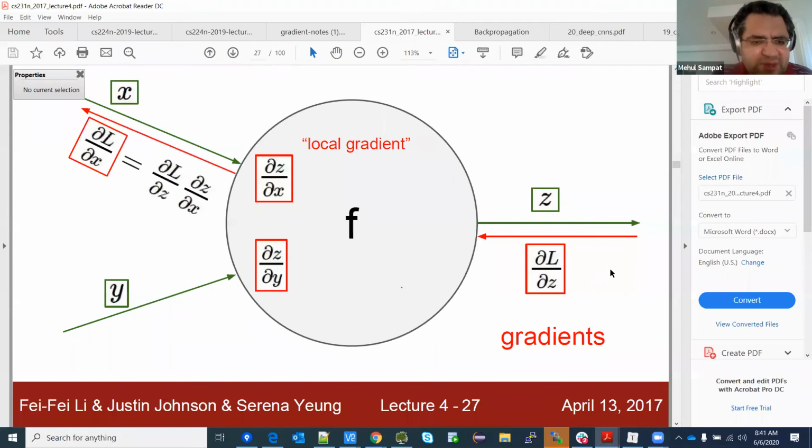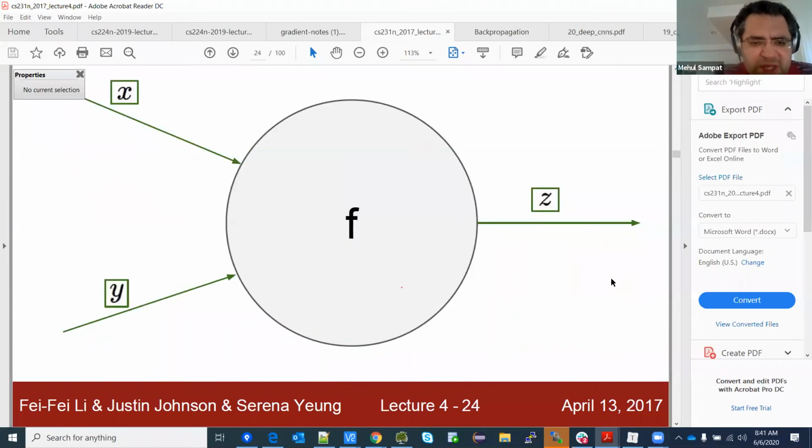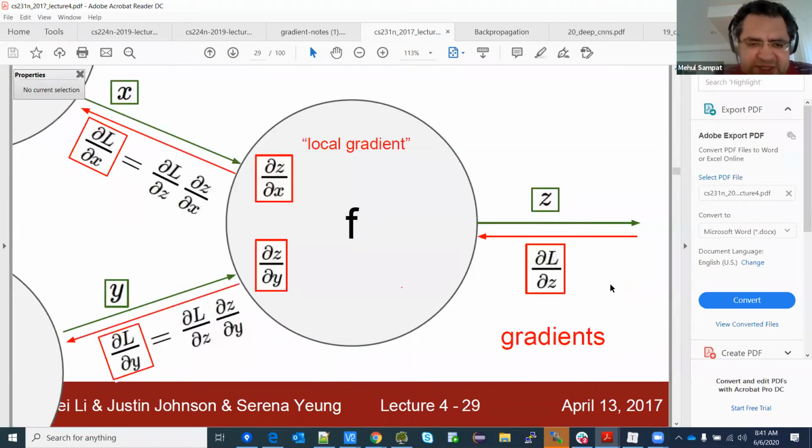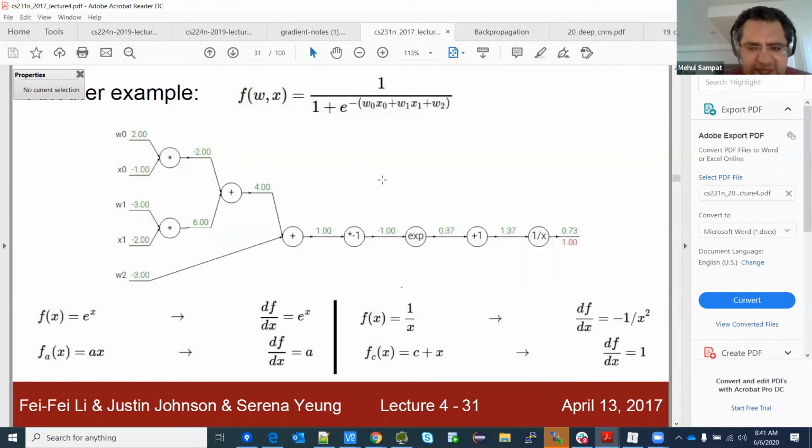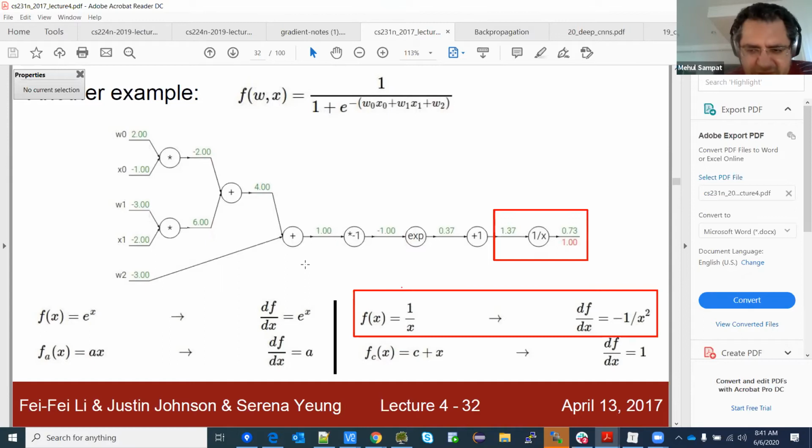The first example was really simple. I won't go through this, but they go through a complicated example now where f is a function of w and x, and it's e to the power minus w0 x0 plus w1 x1 plus w2. Here are all your inputs, and I believe these are the initial values. I won't step through all of it because we'd spend too much time going through all the steps, but it's the same idea, right?